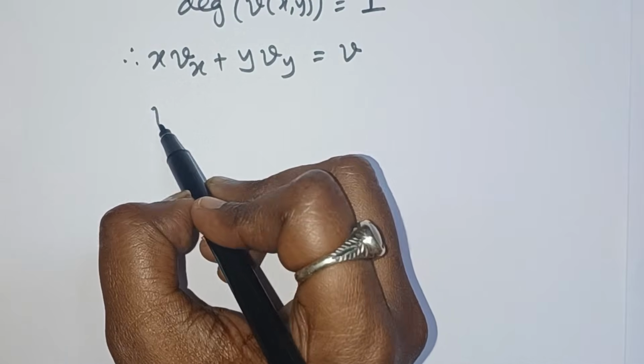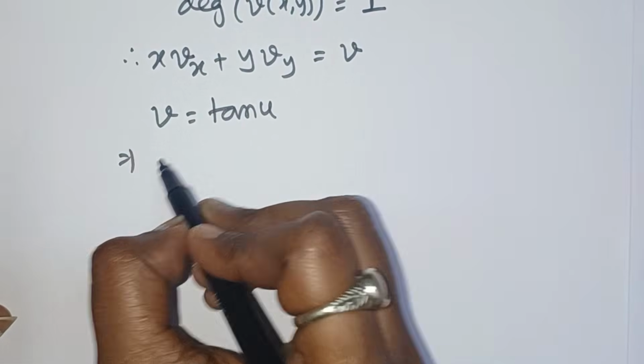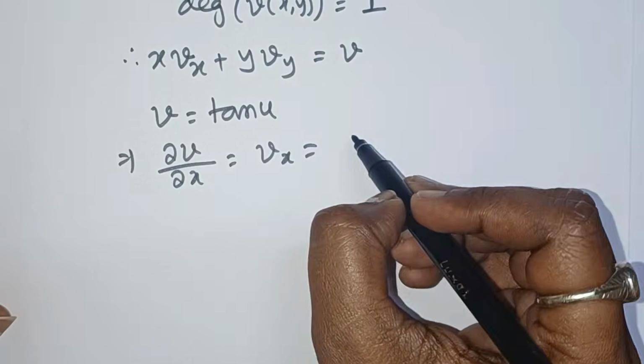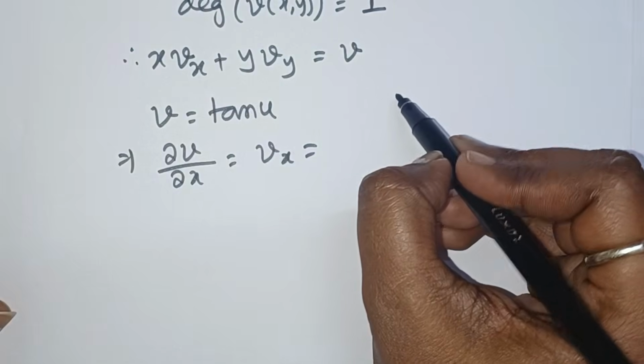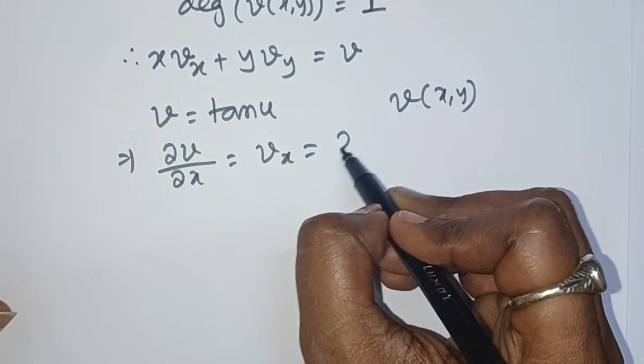So x v_x plus y v_y equal to nv, and n is 1. Now v equal to tan u, and then del v del x equal to v_x. We can write del v del x as equal to v_x, and v is a function of two variables x and y.